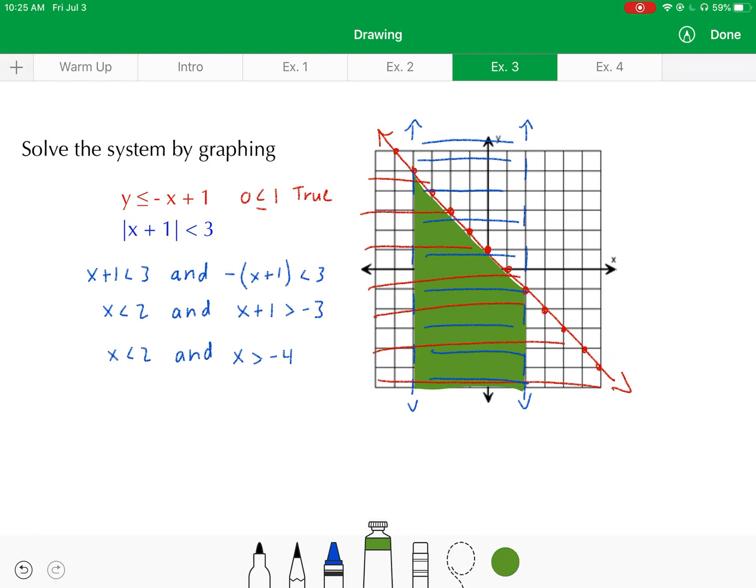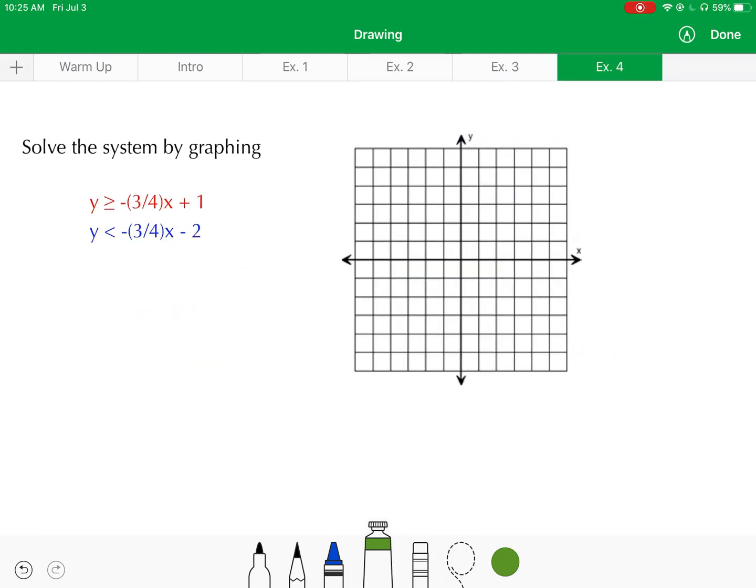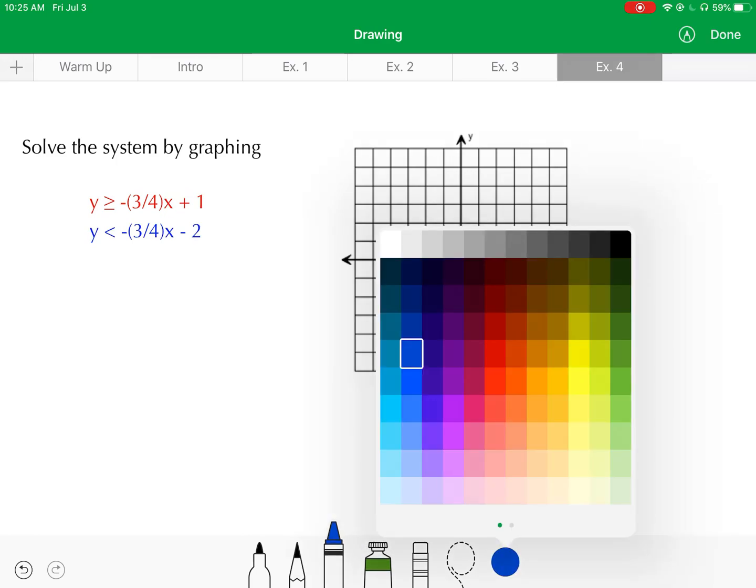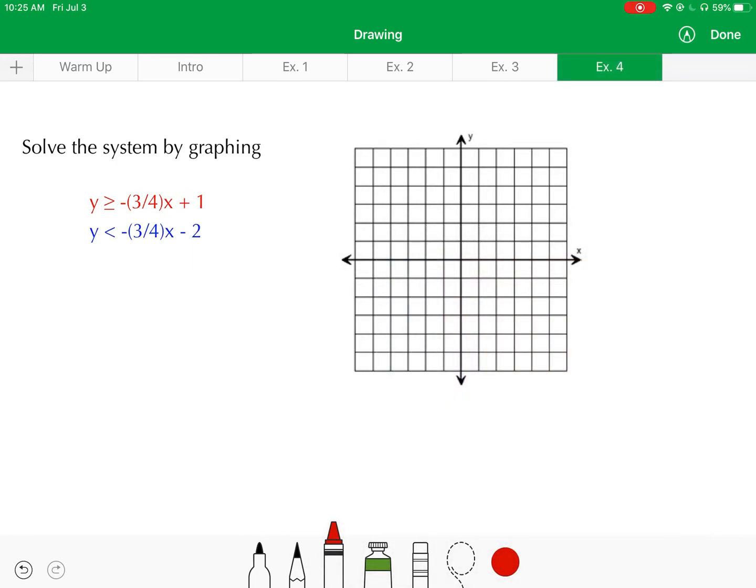All right. One final example here. Let's see what happens on this. Now we're back to a linear system of inequalities, both of which are in slope-intercept form. The inequality that's in red there, y-intercept is 1, slope up 3, left 4, or down 3, right 4, solid boundary line.